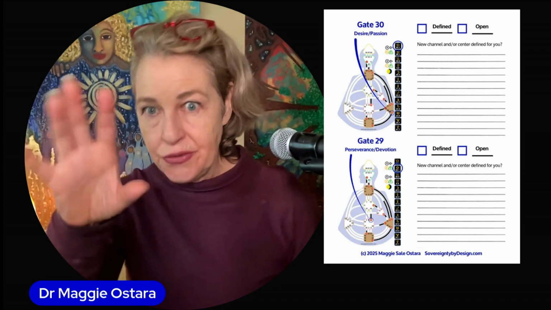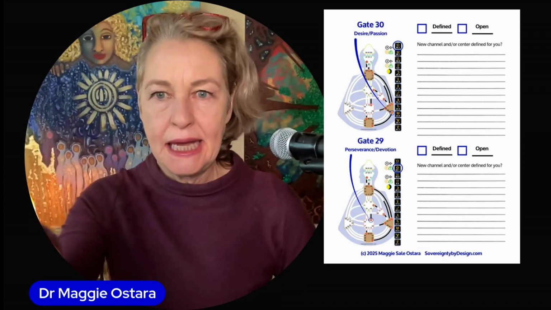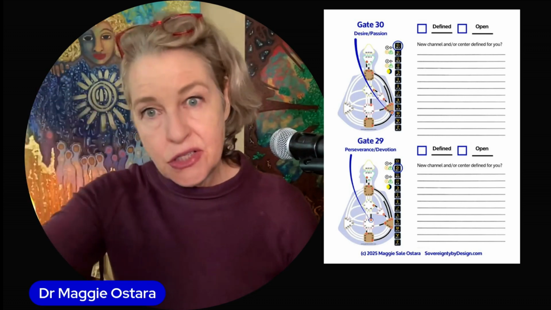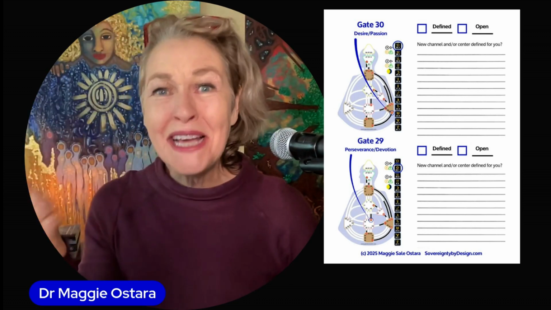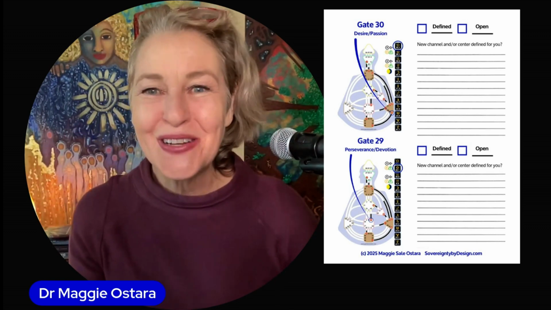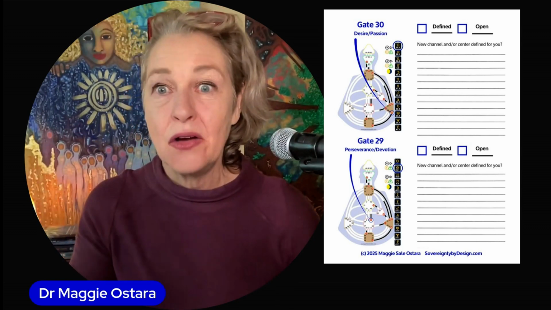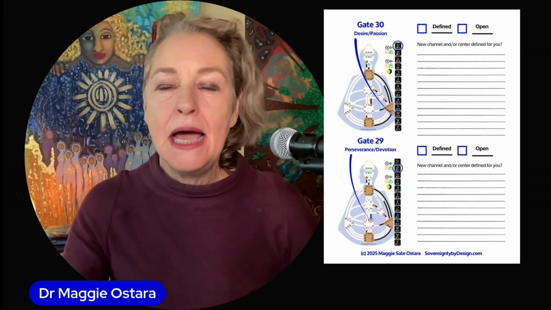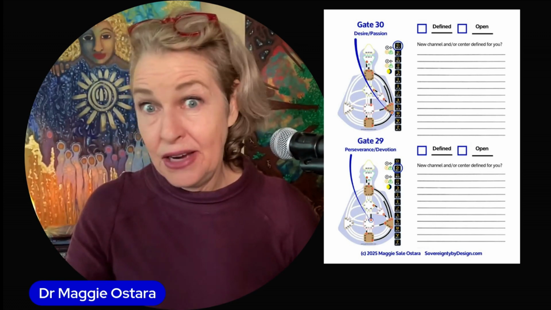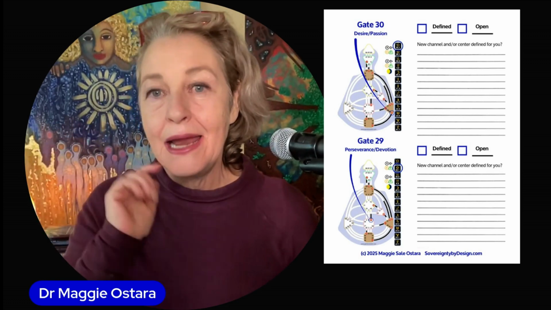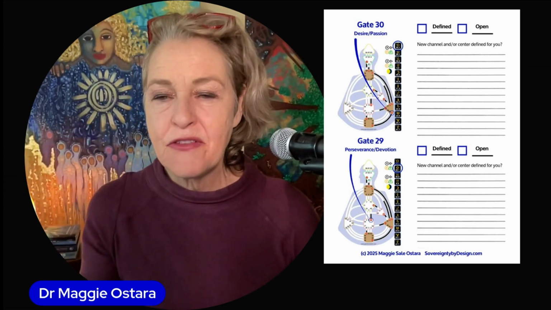So what you would do is you would come in here and you would go, okay, the gate 30, do I have this defined in my chart or not? So you could check it off. For me, it's a little bit complicated because Chiron's in the 30 and Chiron doesn't necessarily create definition. So I'm like, okay, I get to decide about that, since it's my Chiron. And then the 29, I do not have defined in my chart. So with the 30, I might play around with that. With the 29, it's definitely open for me.